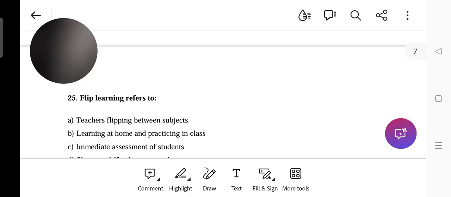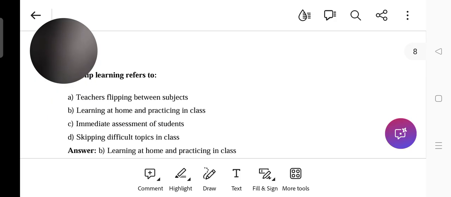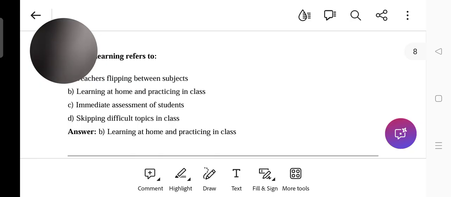Next question. The flip learning refers to teachers flipping between subject, learning at home and practicing in class. Option C, immediate assessment of a student. And option D, skipping difficult topics in class.